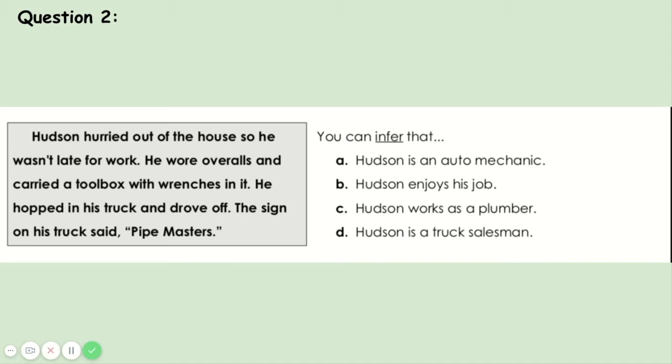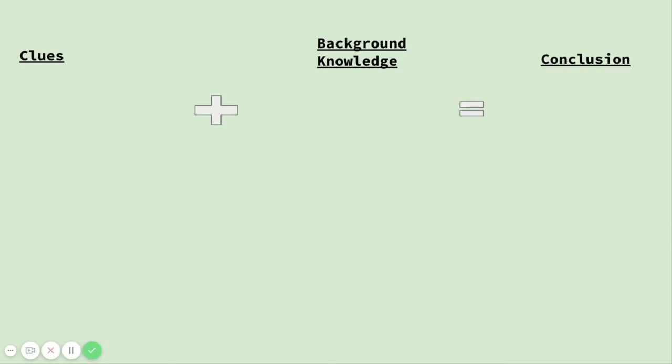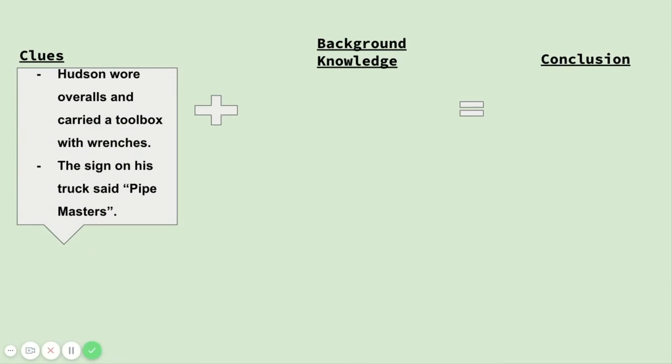Once you have finished filling out your graphic organizer, you can press play so that you can compare your answer. So when I look at the clues that the passage gave me, I know, based on the text, that Hudson wore overalls and carried a toolbox with wrenches to work. The sign on his truck said Pipe Masters.